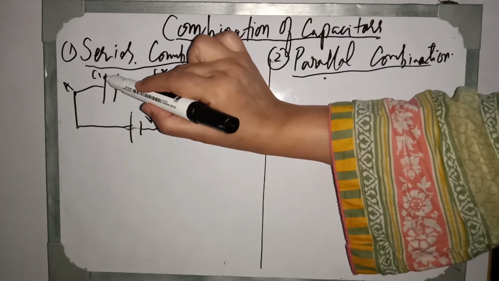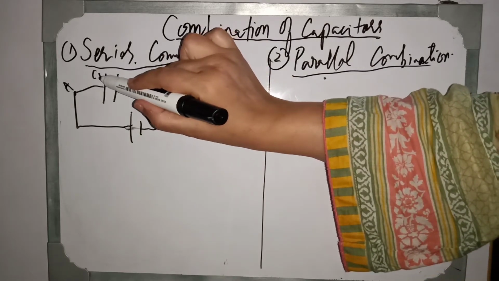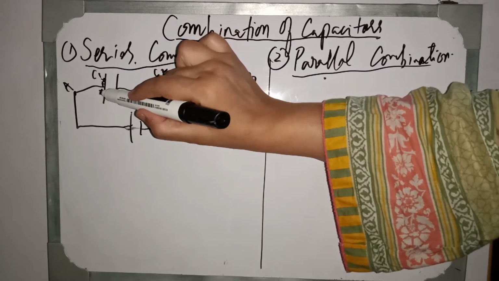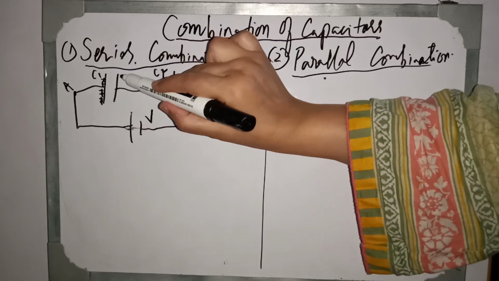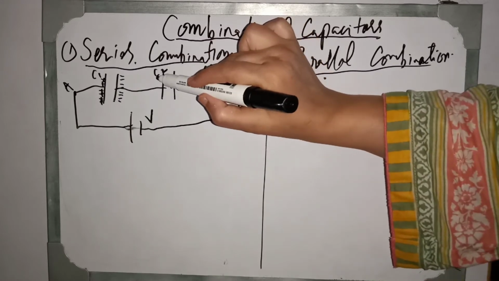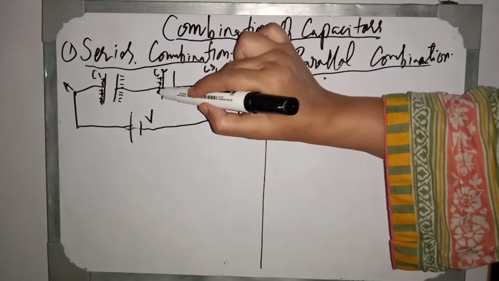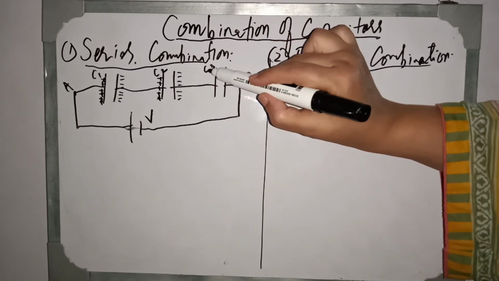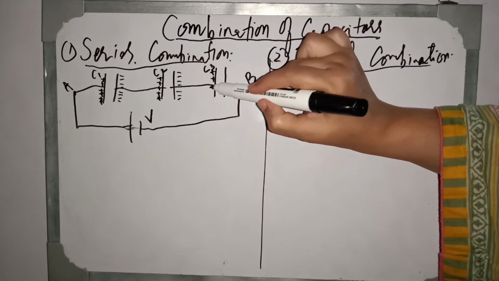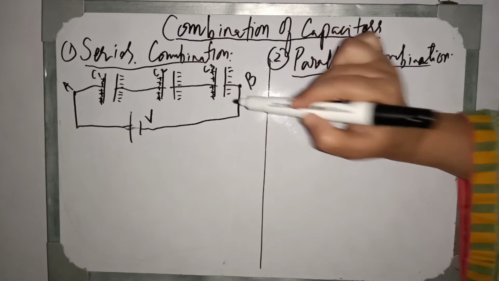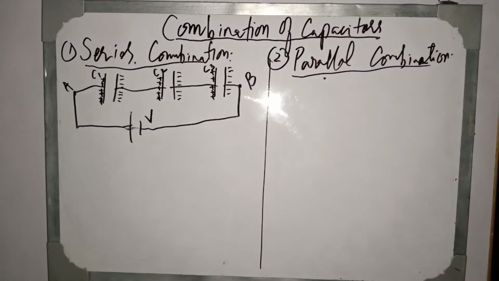If the left hand side of this capacitor has positive charge, obviously the right hand side will get negative charge. All the positive charges will reside on this side, all the negative charges will reside on this side. On the second capacitor again, positive charges will reside on this side and the negative charges on this side. On the third capacitor again, positive charges will reside on this side and the negative charges on this side of the plate. So this combination is called series combination of capacitors.